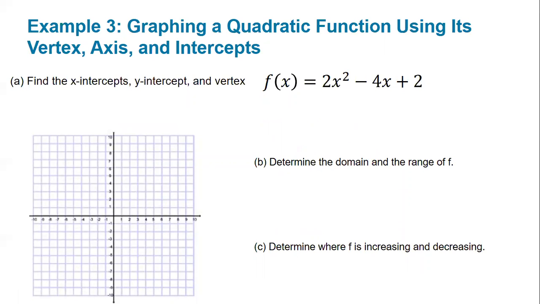On your paper, you're going to write down the function f of x equals 2x squared minus 4x plus 2. This is what we're going to follow the 6 steps with. Right underneath, you should have a table, graph, all that good stuff. The first thing we're going to do is find your x-intercept, your y-intercept, and your vertex. Of these three, your y-intercept is always the easiest to find.